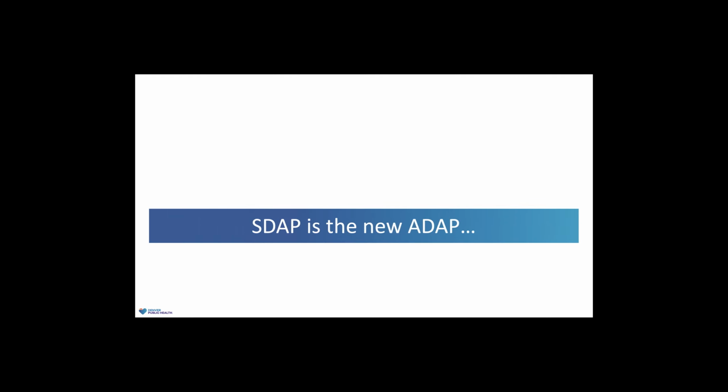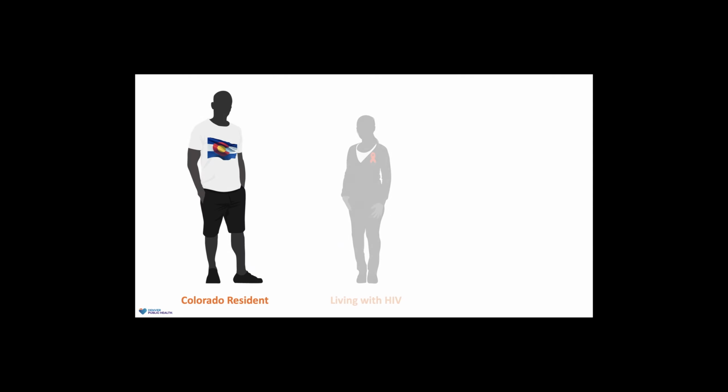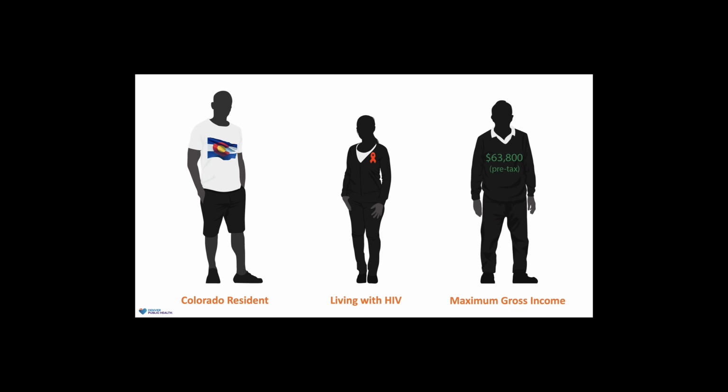In order to qualify for the State Drug Assistance Program, there are 3 specific criteria that have to be met. First, you have to be a Colorado state resident. Second, you have to be a person living with HIV. Third, your income must be less than 500% of the federal poverty level for 2020. That means for a household of one person, you cannot make more than $63,800. This is in gross or pre-tax dollars.